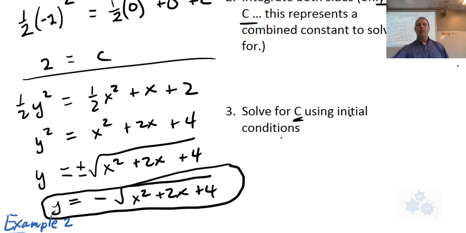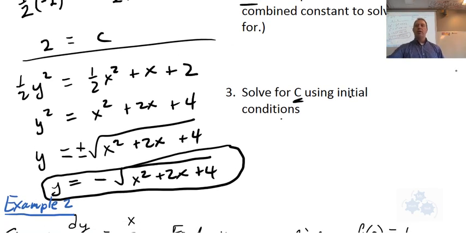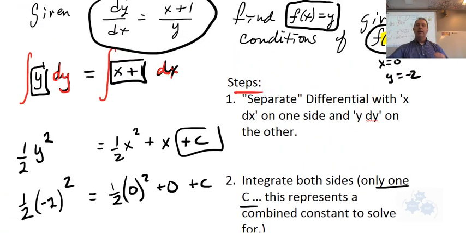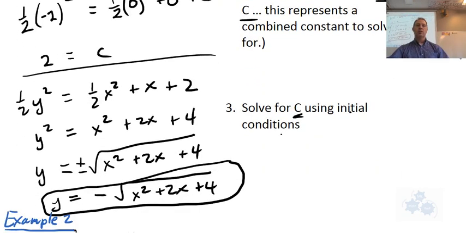Why negative? Okay, so one more time. What do we know? What we know is that when x equals 0, y is negative 2 for this function. So this is representing the function right now. So if I put in 0, if I put 0 squared plus 2 times 0 plus 4, I get square root of 4, which is 2. Now, should it be positive or negative? The initial conditions say it has to be negative. Therefore, this description of the original function has to have this negative sign there.